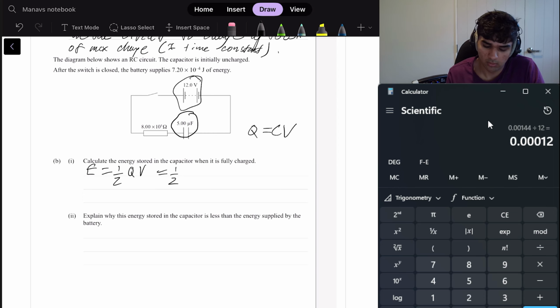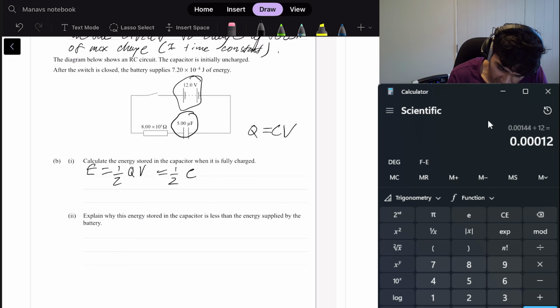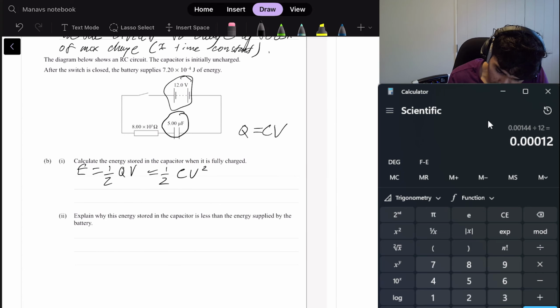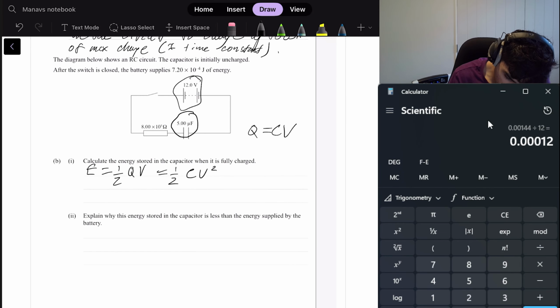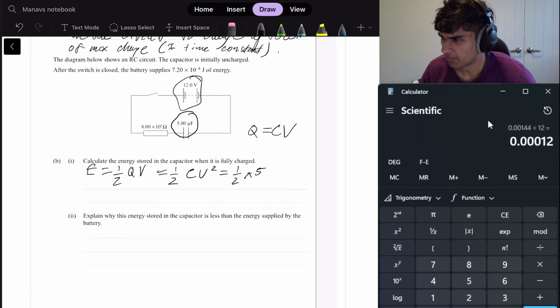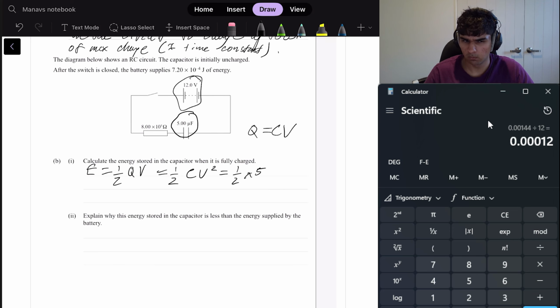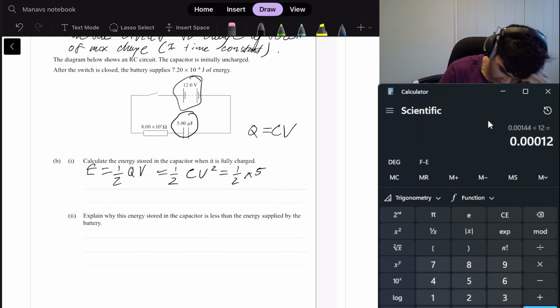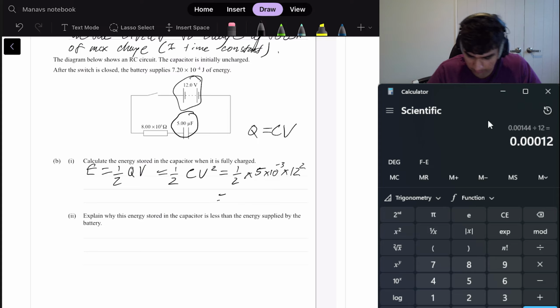So plugging that in, we actually just get half CV squared, because we're going to multiply by the V. Now plug our units in. I think micro is times 10 negative 3? Negative 9 is nano. Yeah, negative 3, I think. Times 10 negative 3 multiplied by 12 squared. Energy when it's fully charged.